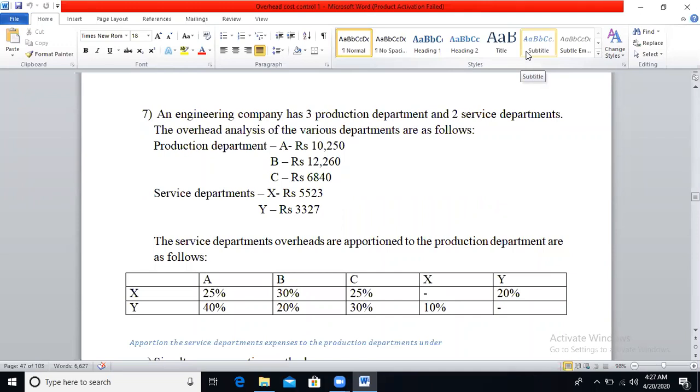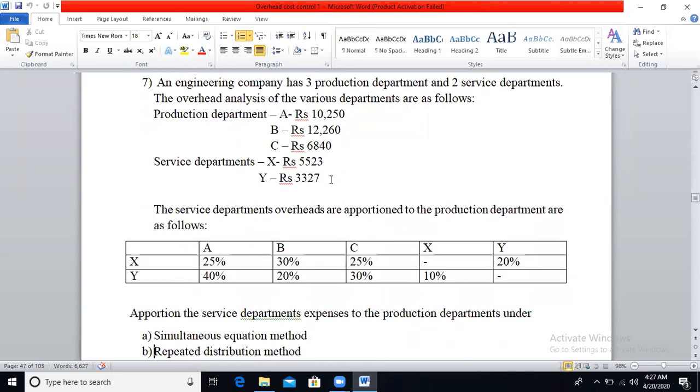An engineering company has three production departments and two service departments. The overhead analysis of the various departments are as follows. So they have given three production department the values. Department A 10,250, Department B 12,260, Department C 6,840. Like that, Department X 5,523, Department Y 3,327.